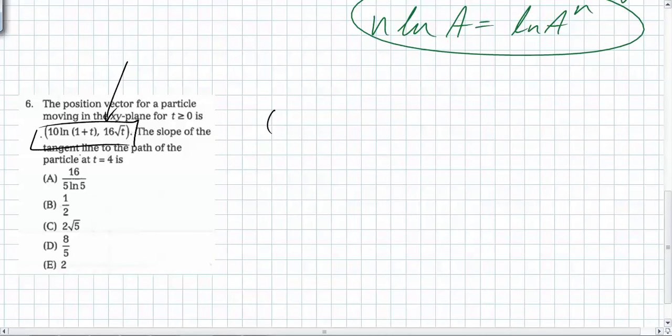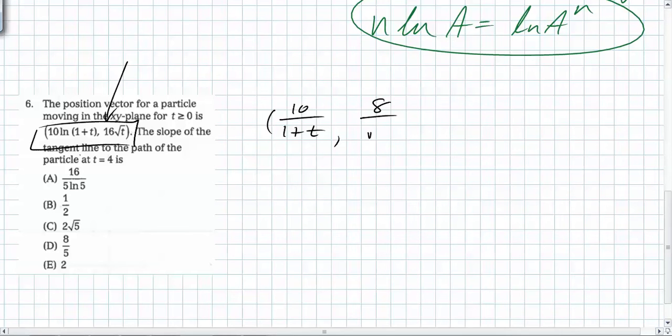If that's the position, what's the relationship between position and the velocity? What do you take? Take the derivative. So what's the derivative of this right here? 10 over what? 1 plus t. And what's the derivative of the second part?